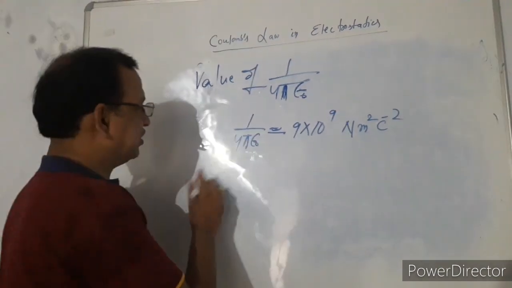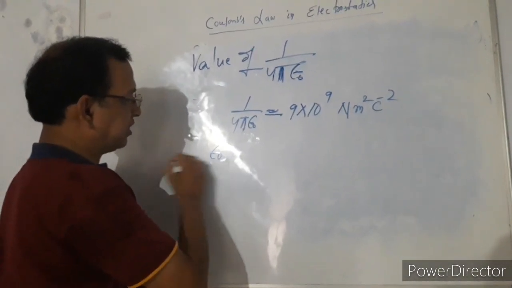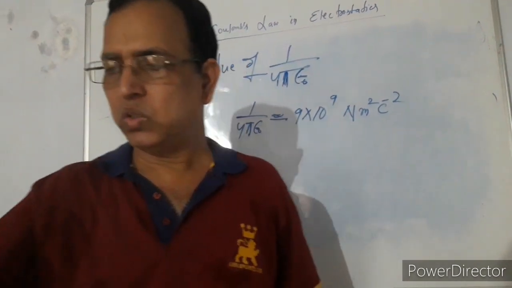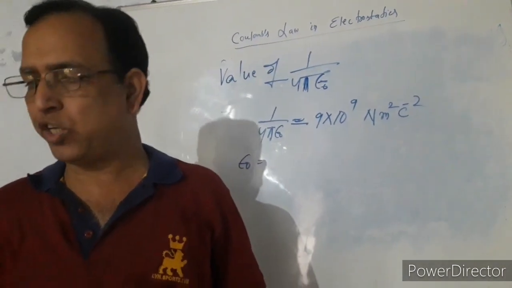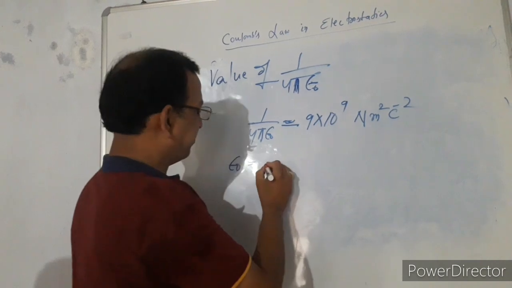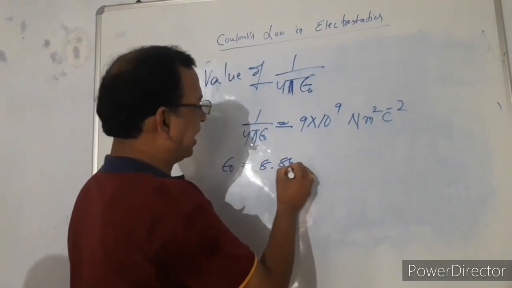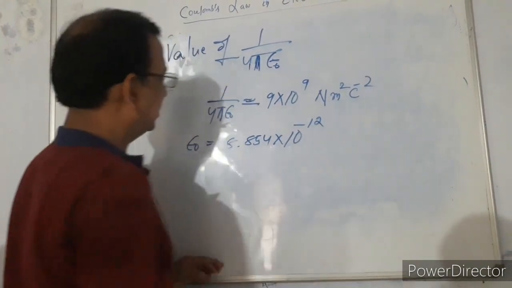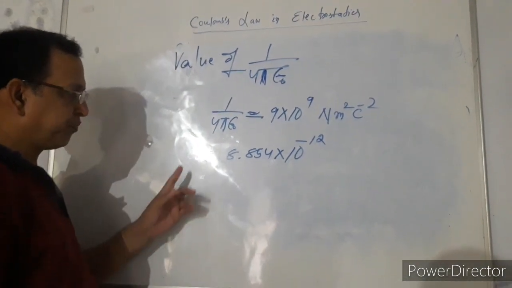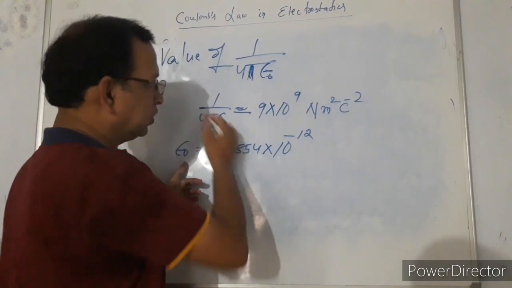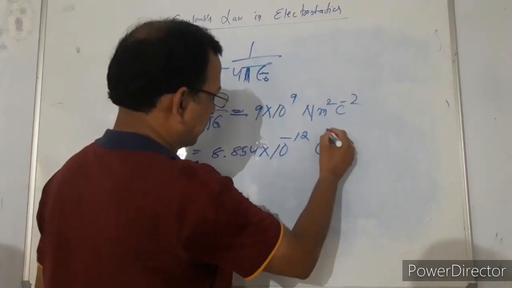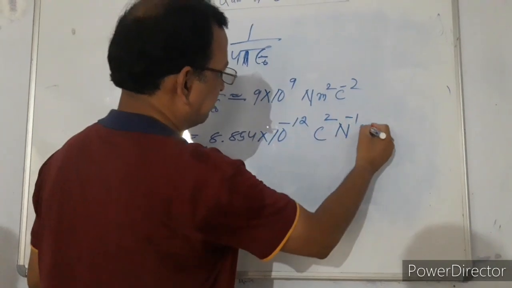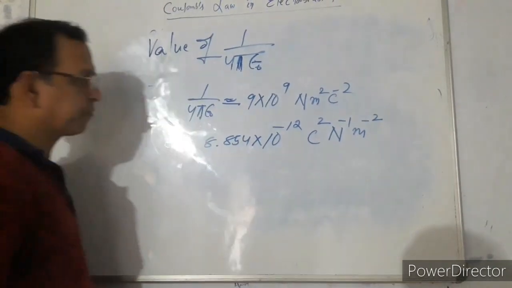Now the value of epsilon naught, or epsilon 0, is equal to 8.854 into 10 to the power minus 12. For the unit, that is equal to Coulomb square Newton inverse meter inverse square.